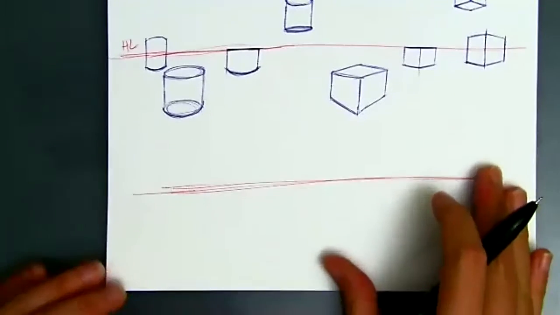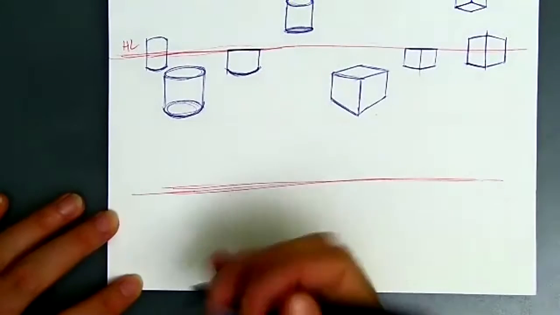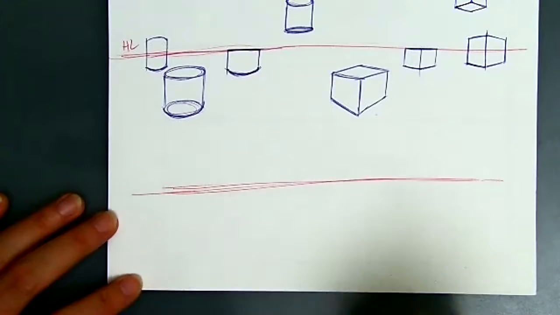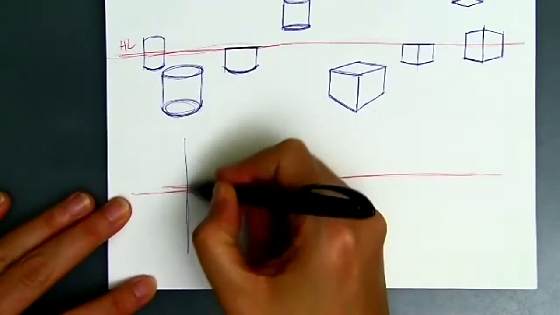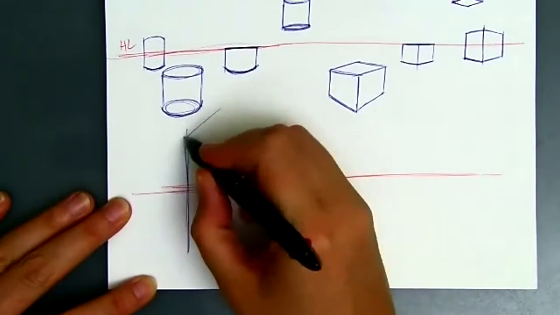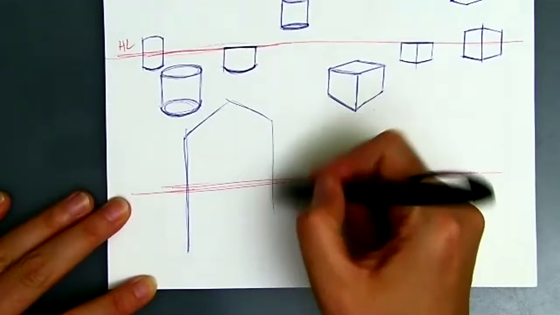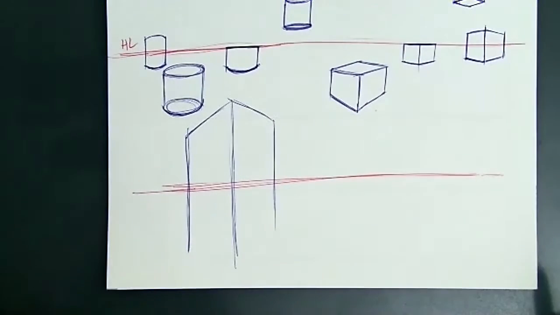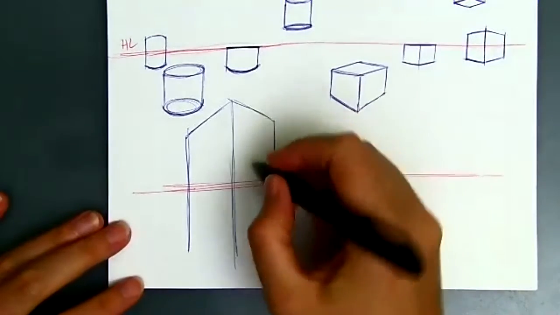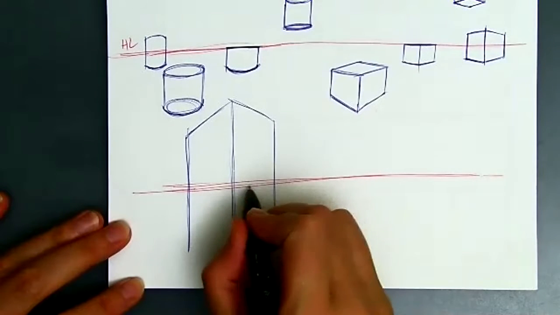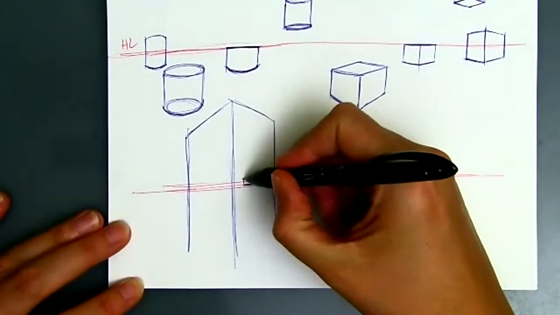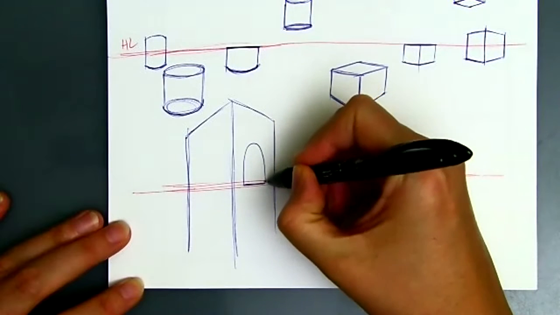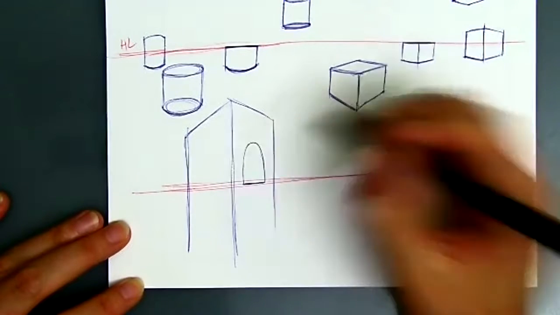So then we're practicing some windows. I'm going to give myself another horizon line, and then I'm also going to give myself, let's say there's the top of this house here, a building. And I want to add a window on the right side. Let's say it's right on the horizon line. That would mean it would be flat on the bottom. And we'll just do a little arched window.